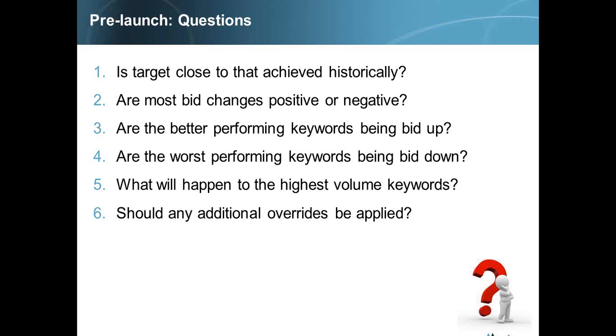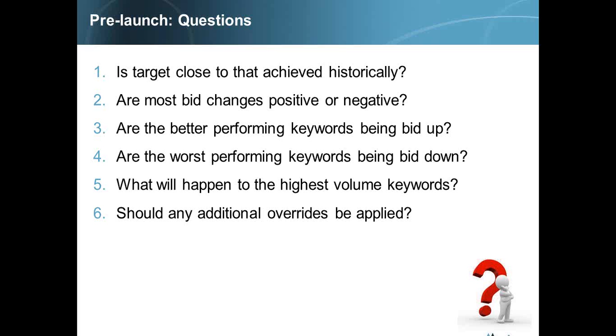The first one being, is the target achieved historically? Are you far off of your goal? Or is your goal too far off of what you've historically been achieving in the past? And if that's the case, should we rethink our goal? We should be keeping this in mind as we allow the Marin bidding system to make assumptions and move through bidding in order to achieve your target.